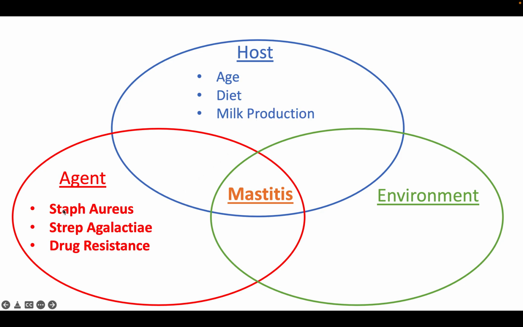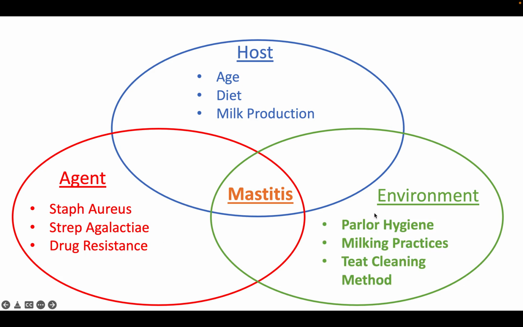Agent factors are like what agent it is. So there's a couple different causes of mastitis, and also some can be drug resistant. And environmental factors are things in the cow's environment, such as how clean the milking parlor is, what the milking practices are, like whether, I don't think anyone does it by hand really anymore, but what the equipment is that's doing the milking, and what methods they're using to clean the udders following milking, which is common practice, but there's different techniques on how you can do it.